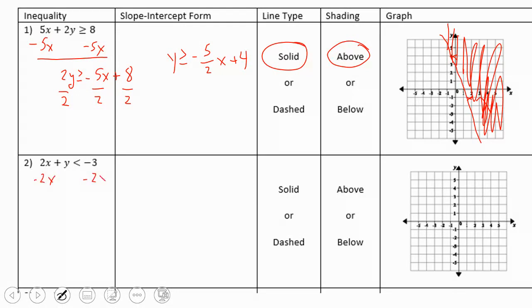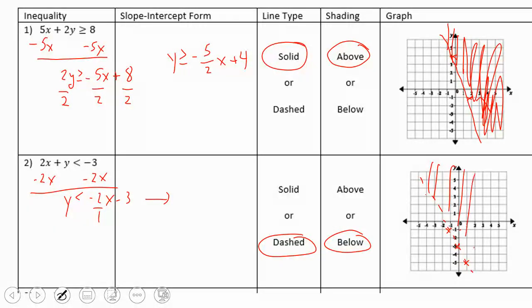Subtract 2x. Y is less than -2x minus 3. So it's now in slope-intercept form. It's a dashed line because there's no equal to, and it is below. So I make a point there at -3. The slope is -2 over 1. So down 2 to the right 1, up 2 to the left 1. We said it was dashed, and our lines are going to go above this value.